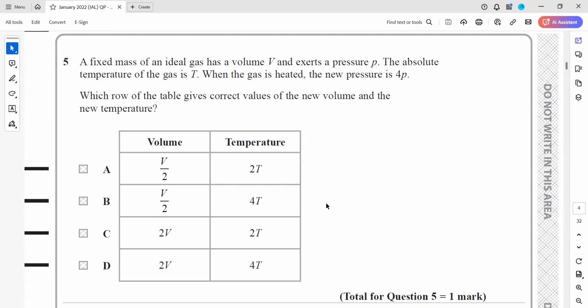A fixed mass of an ideal gas has a volume V, exerts pressure P, at temperature T. When the gas is heated, the new pressure is 4P. Which row gives the new volume and new temperature, where the constant pressure is absolute temperature T? So we have the formula P1 V1 over T1 is equal to P2 V2 over T2.